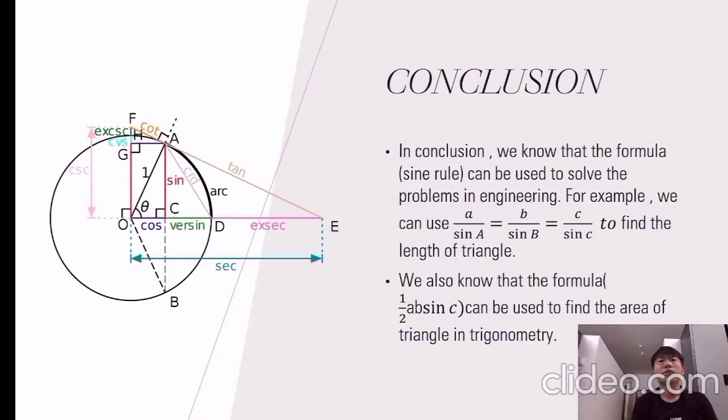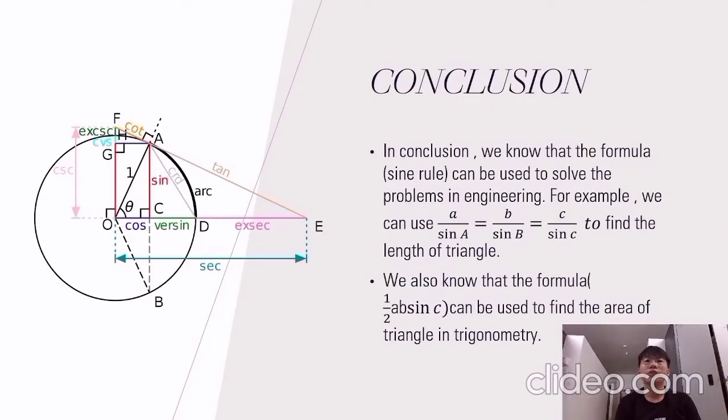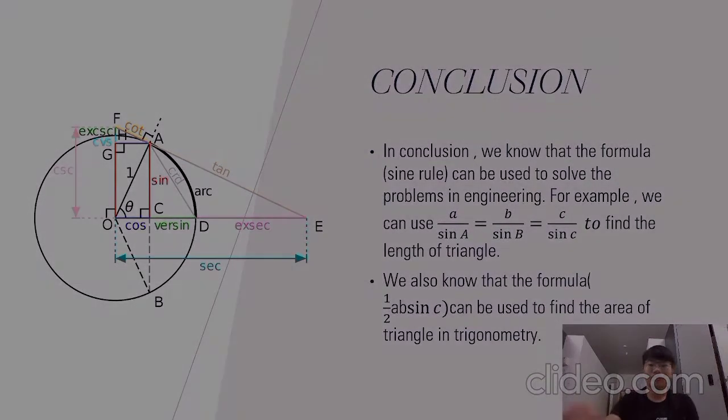In conclusion, we know that the sine formula can be used to solve problems in engineering. For example, we can use A over sin A equals B over sin B equals C over sin C to find the length of a triangle. We also know that the formula 1 over 2 AB sin C can be used to find the area of a triangle in trigonometry.